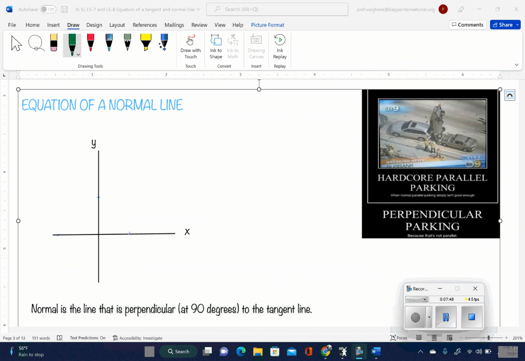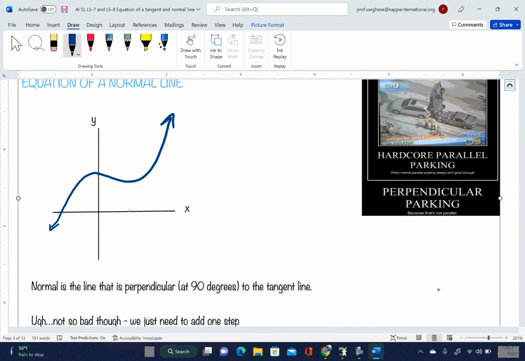All right, so I just went ahead and added a graph for an equation. So this right here, let's just call this f of x. So normal is a line that is perpendicular to the tangent line. So we already know what tangent line is, right? So tangent line at, let's just say this point, I'm going to draw this as best as I can. Okay, so there is an example of a tangent line, right? Crosses at exactly 1 point.